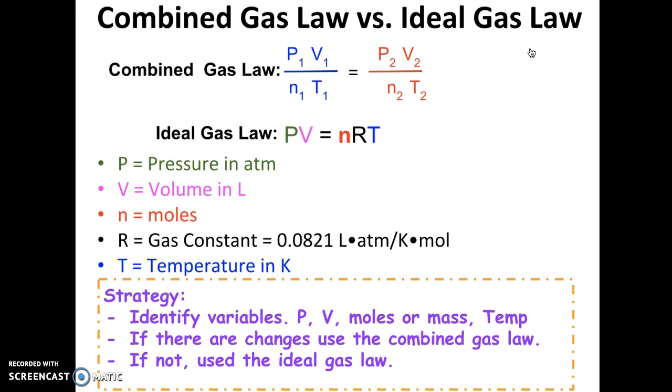What we're going to do for these CFUs is practice utilizing these gas law equations. The strategy is to identify variables like your pressure, volume, moles, or mass, because remember you can get mass from moles, and temperature. So identify all your variables. And if you notice that there are changes, like we saw in part 2.1, if they were saying the temperature is increasing or the pressure is decreasing, then you're going to use the combined gas law at the top. If there are no changes, you can use the ideal gas law.